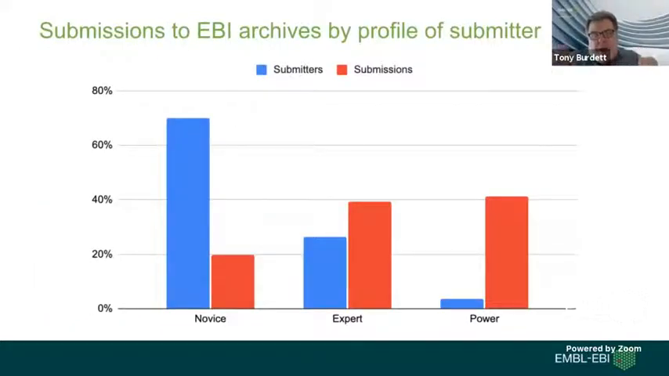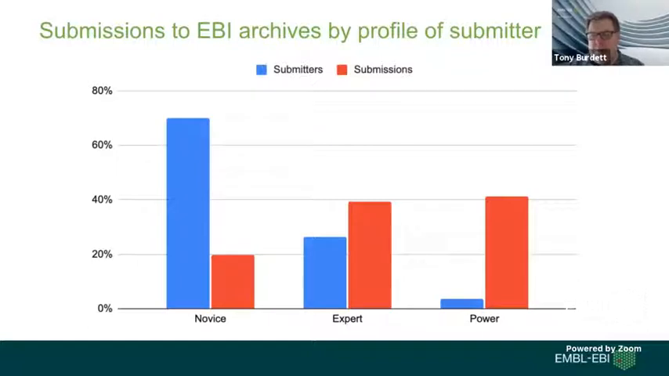And you get this curious phenomenon if you start to map those types of submitters out, which I've called novice, expert, and power submitters here, where what you see is that most of the people that submit data to EBI archives are novice submitters, by which I mean they will only ever do one or two submissions. But most of the data, when you look at it by volume of submissions, 80% of our submissions come from expert or power submissions.